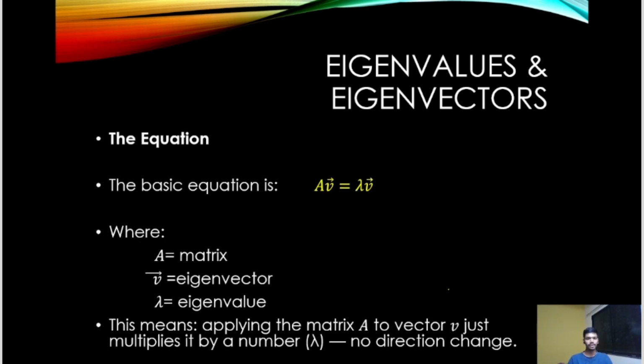Now the equation of eigenvectors and eigenvalues. So the basic equation is A times V is equal to lambda times V, where A is the matrix, V is the eigenvector, and lambda is the eigenvalue. This means applying matrix A to vector V just multiplies it by a number lambda, with no direction change.